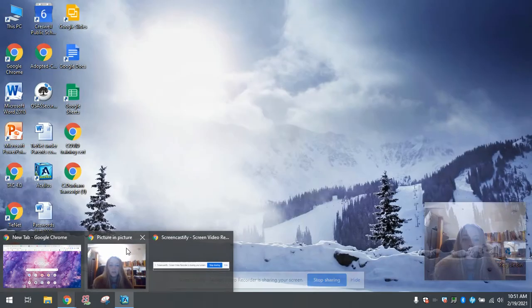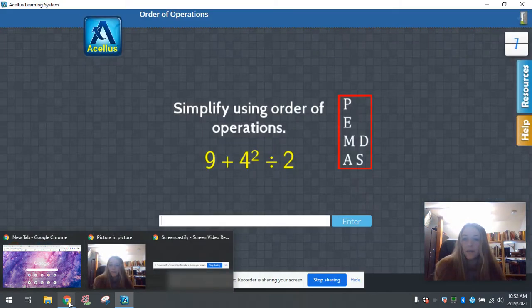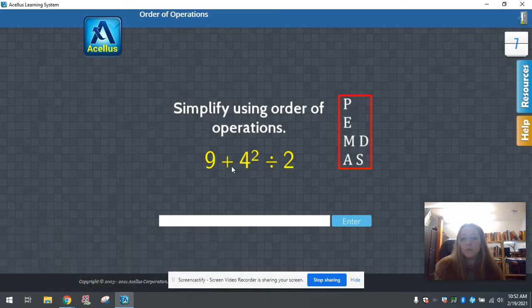It stands for parentheses, exponents, multiplication or division, and then addition or subtraction, and that's the order in which you're supposed to do the problem. So when I look at this problem, I look for a parentheses. There's no parentheses, so I don't have to solve that first. Then I look for exponents. It's outlined here too, PEMDAS. There is an exponent, so I need to solve that.